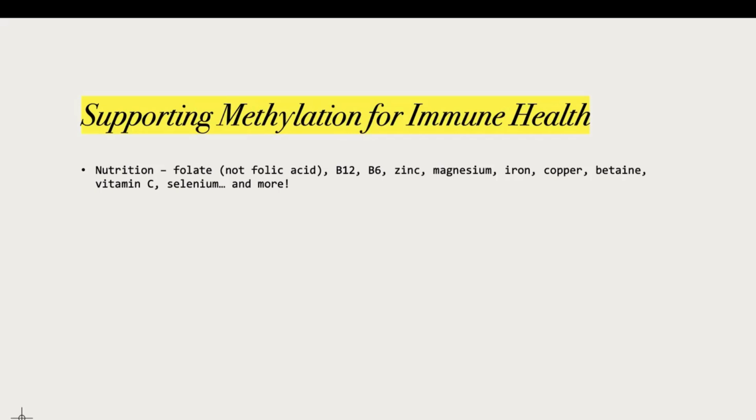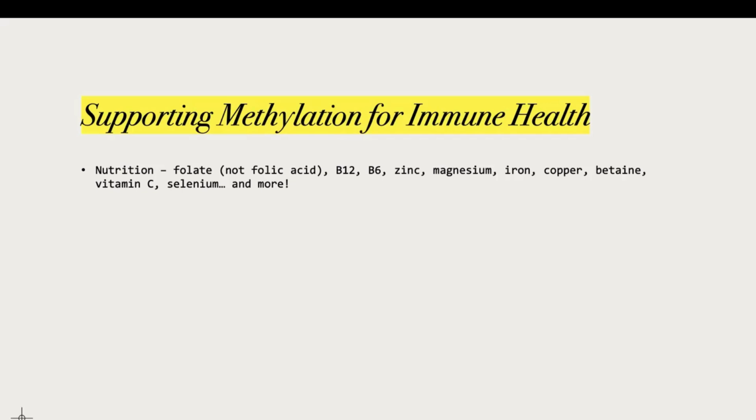And then you need, on top of folate, natural, bioavailable folate, a whole host of other nutrients, including other B vitamins. But then you've also got things like zinc, magnesium, iron, copper, betaine, vitamin C, selenium, and many more. Glycine is another one that would be really good to have in there as well. That's an amino acid, to really support methylation and all of the different processes that it's involved in, sort of in the background.